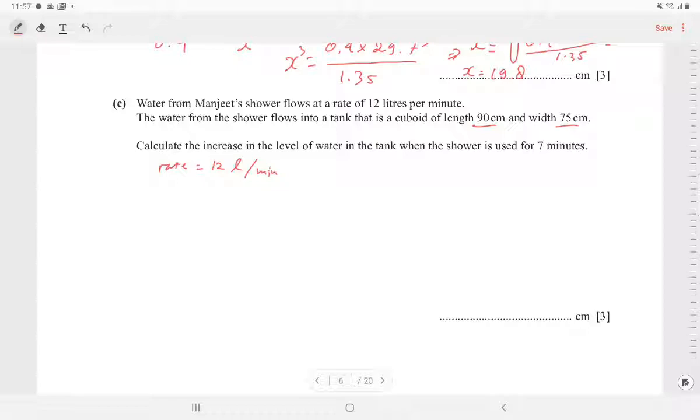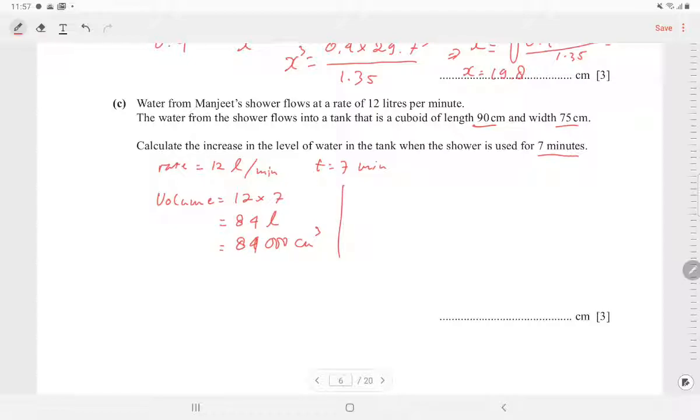Okay, so find the volume first. Yeah, the volume, because the time is already 7 minutes, so it's 12 times 7. So the volume of the water that flows from the shower is 12 times 7, which is 84 liters. Convert into centimeters cubed. So 84,000 centimeters cubed.